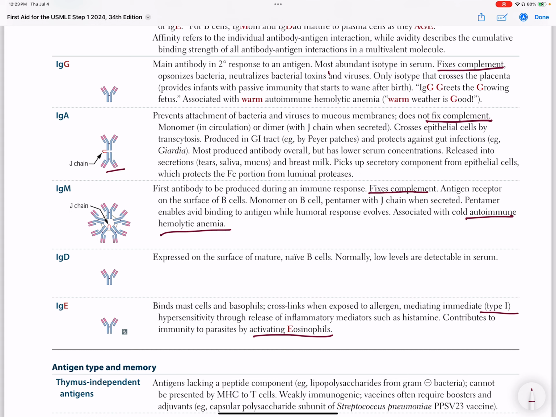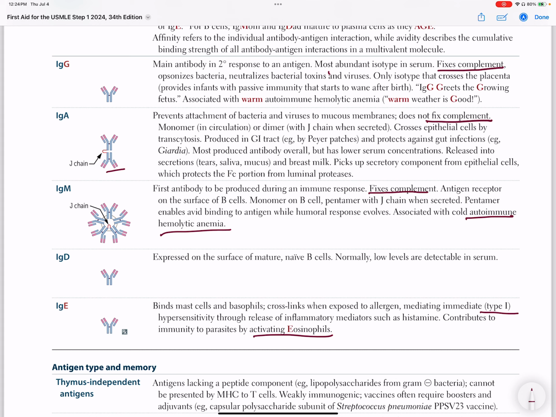IgA: monomer in circulation, dimer with the J chain when secreted, crosses epithelial cells by transcytosis. Produced in the GI tract, Peyer's patches, and protects against gut infections such as Giardia. Most produced antibody overall, but has lower serum concentrations. Released into secretions and breast milk, picks up secretory component from epithelial cells, which protects the Fc portion from luminal proteases.